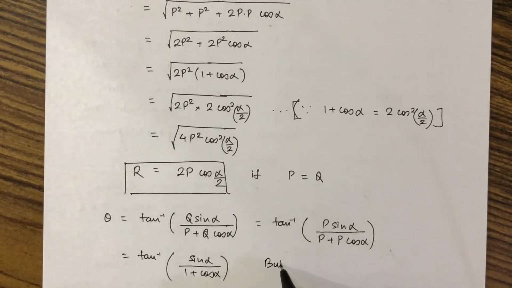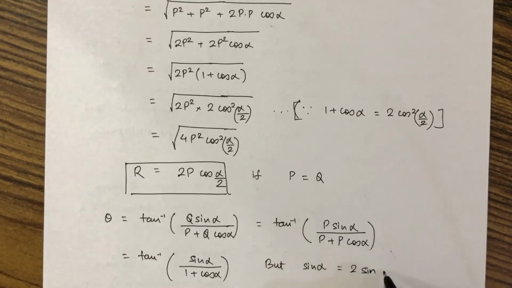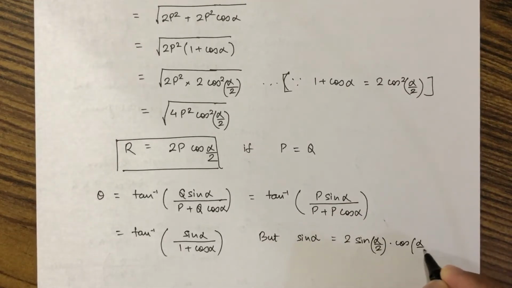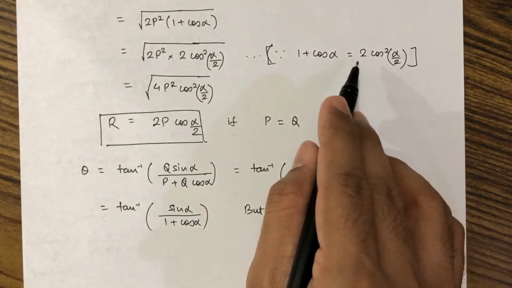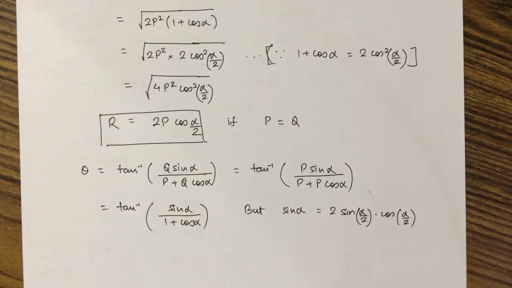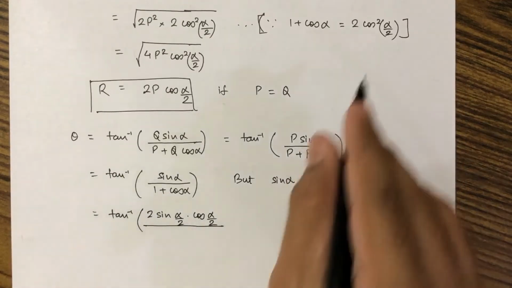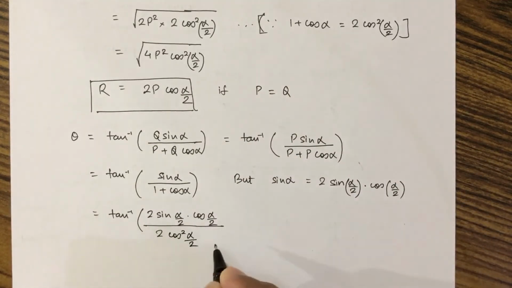But sin alpha can be written as 2 sin alpha by 2 into cos alpha by 2. And this 1 plus cos alpha can be written as 2 cos square alpha by 2. So if we substitute these values, we will get tan inverse of 2 sin alpha by 2 into cos alpha by 2 divided by 2 cos square alpha by 2.